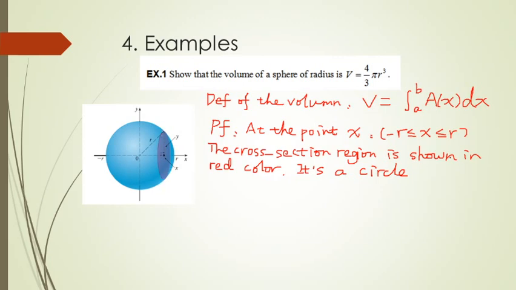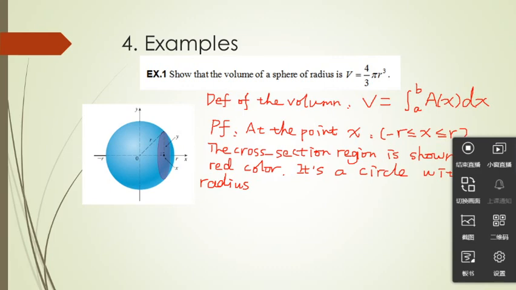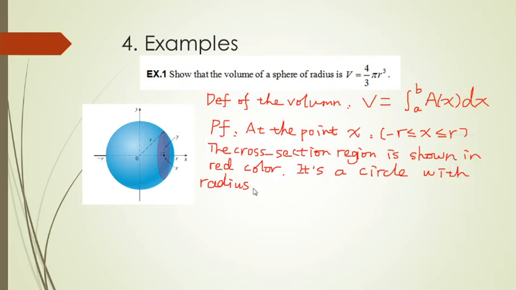What is the radius of this circle? No one replied. So the radius, you will check that this red part is a circle. And what is the radius? The radius will be this height, right? This height is y. So it's a circle with the radius y.